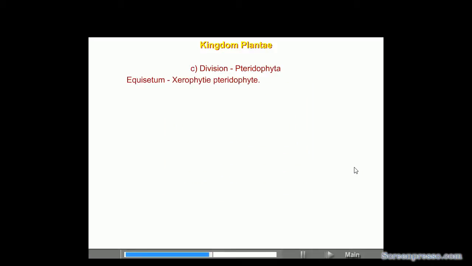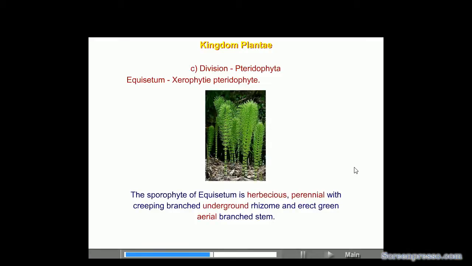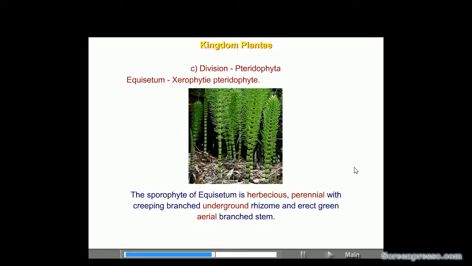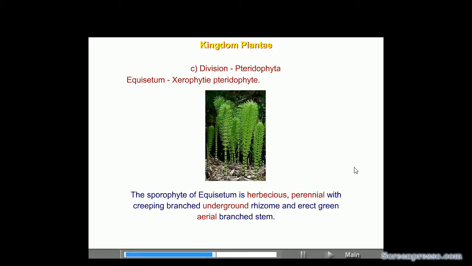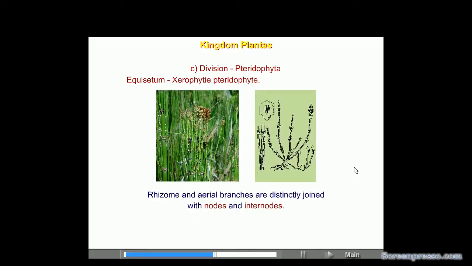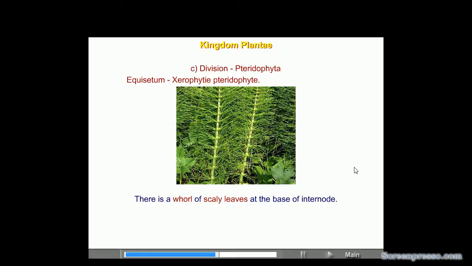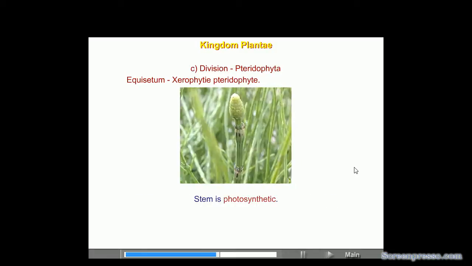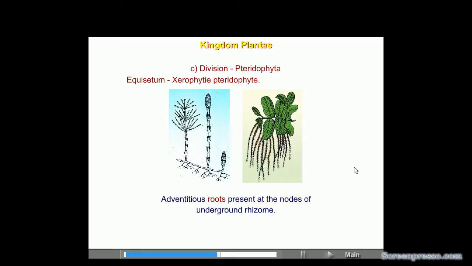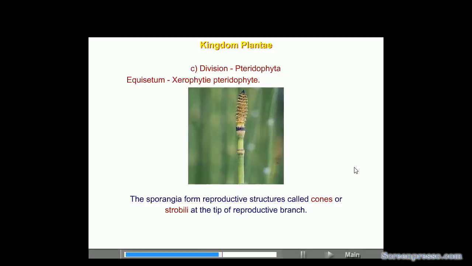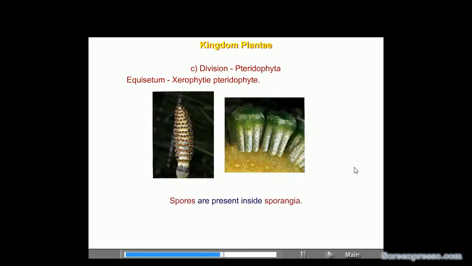Equisetum, xerophytic pteridophyte. The sporophyte of Equisetum is herbaceous perennial with a creeping branched underground rhizome and erect green aerial branched stem. Rhizome and aerial branches are distinctly jointed with nodes and internodes. There is a whorl of scaly leaves at the base of the internode. Stem is photosynthetic. Adventitious roots are present at the nodes of the underground rhizome. The sporangia form reproductive structures called cones or strobili at the tip of the reproductive branch. Spores are present inside sporangia.